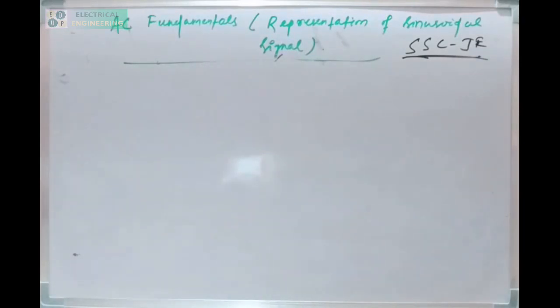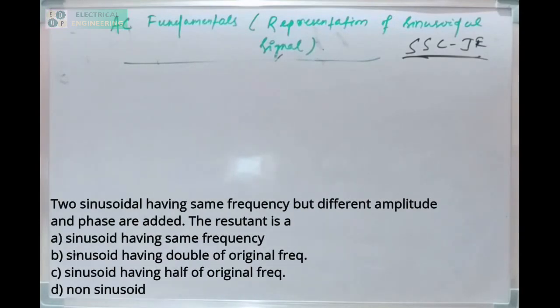Let us go to the second question. Two sinusoidal waveforms having the same frequency but different amplitude and phase are added. The resultant is: A, a sinusoid having the same frequency; B, a sinusoid having double frequency; C, a sinusoid of half the original frequency; and D, non-sinusoidal. Okay, here you can see I'll take a small example and I'll make you understand about this.